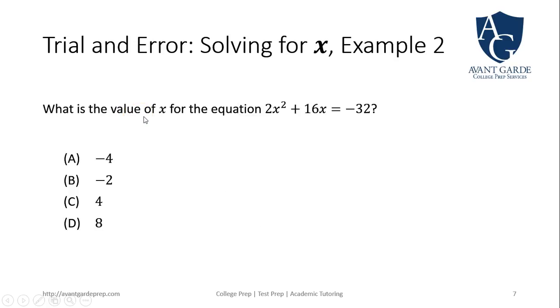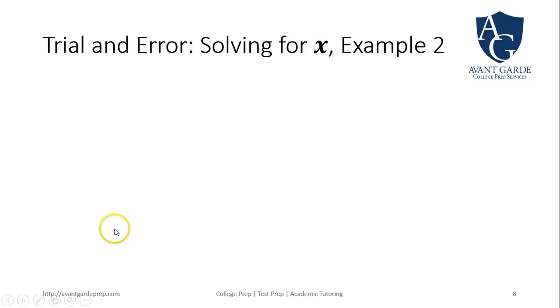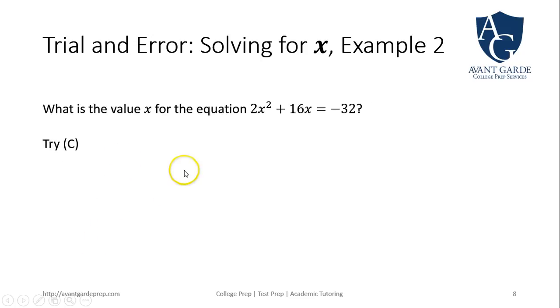Here's another example of this. It says, what is the value of x for the equation 2x squared plus 6x equals negative 32? Again, we have another quadratic equation, and we need to balance this side out with this side to equal negative 32. We have our answer choices, again going from low to high, as you can see from the values. This time, try C again.